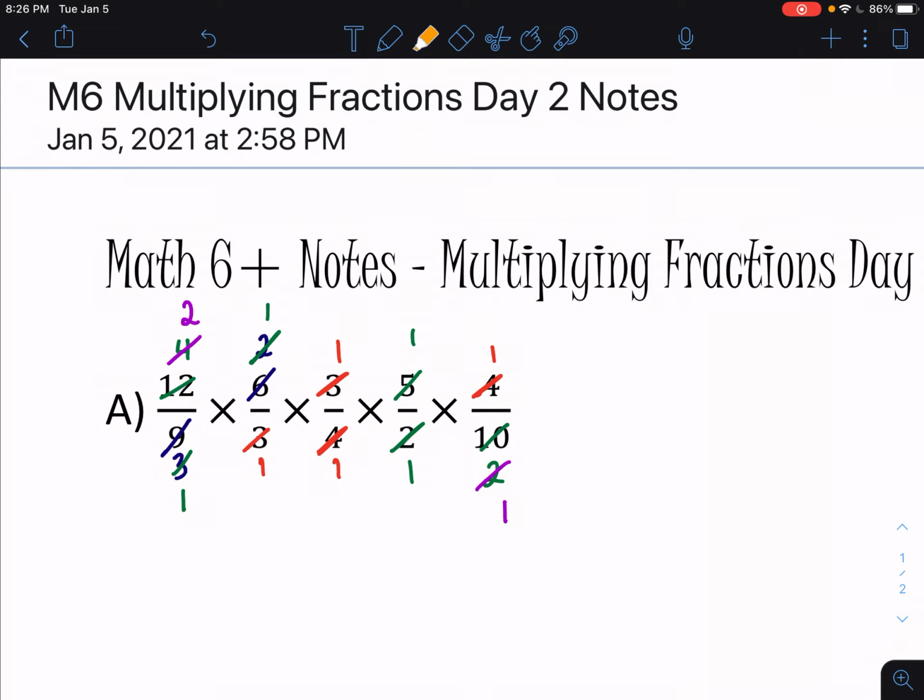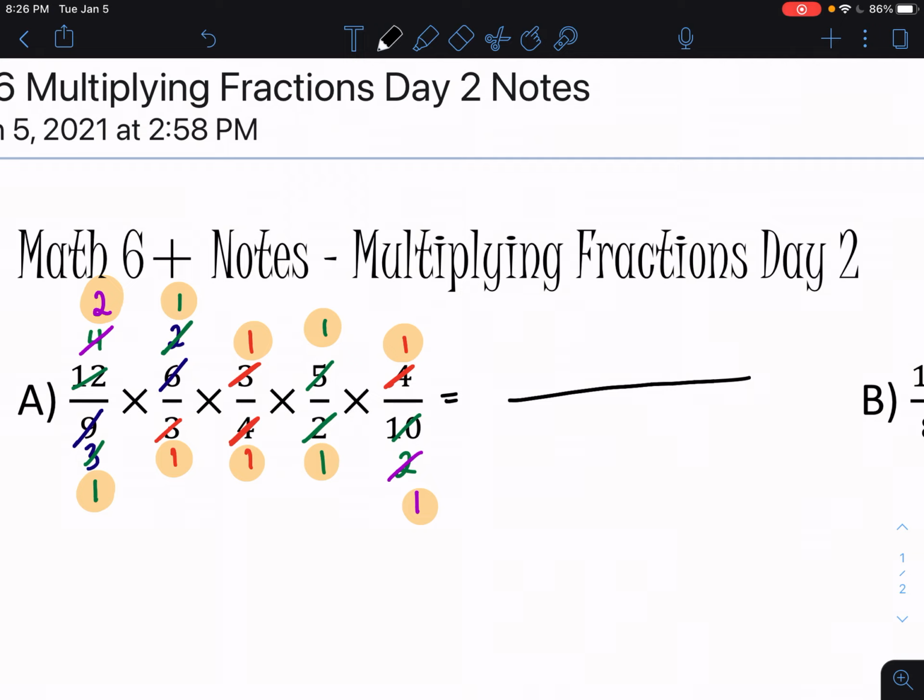So now I'm going to highlight or circle all of the values that I have left that I have to use in order to multiply. So when I rewrite my expression like I did the other day with just our two fractions, I'm going to write all the numbers on top. So 2 times 1 times 1 times 1 times 1, and then the bottom is all 1s. So 1, 2, 3, 4, 5.